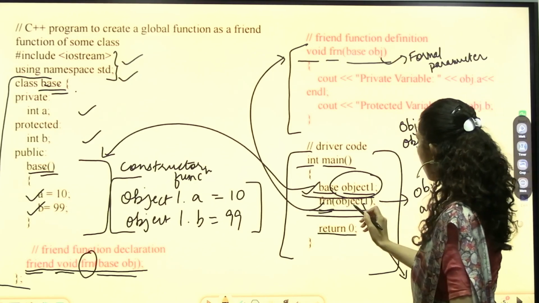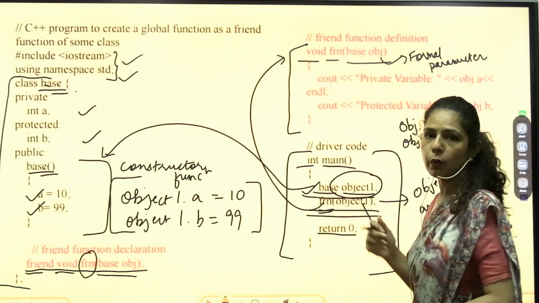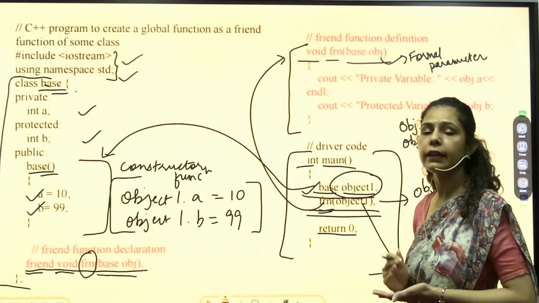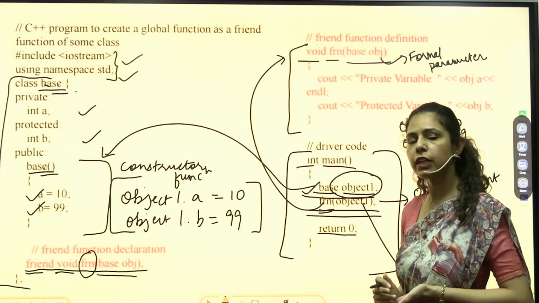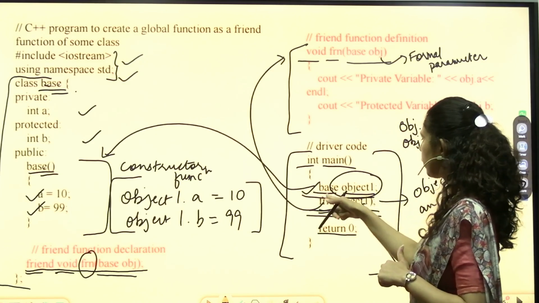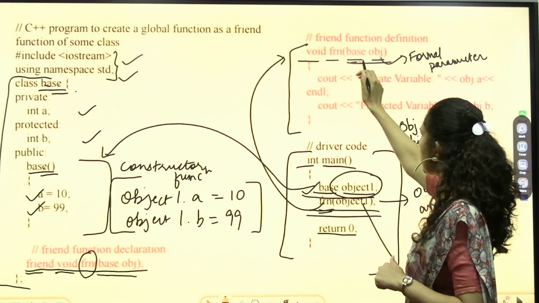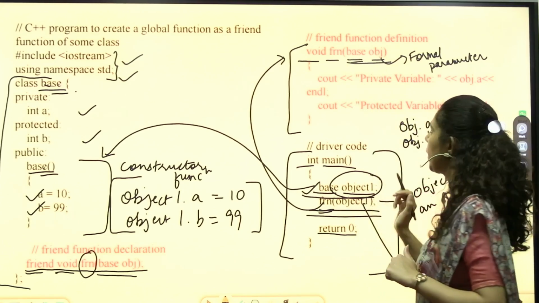Now because object1 is an object and obj is also an object, we know that the data type of an object is always its class name. So the data type of object1 is base, so the data type of obj will also be base. That's why I have written base here.